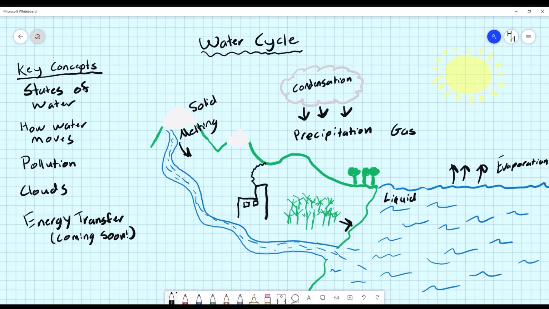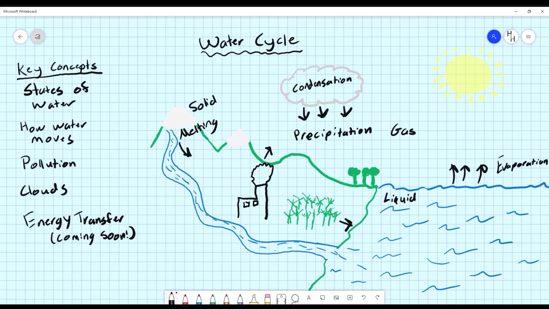Now we can look at the factory as well and look at any pollutants that are being put up into the air from that. And as those pollutants are released into the air, they're going to join with that water vapor, and eventually that's how we get things like acid rain.